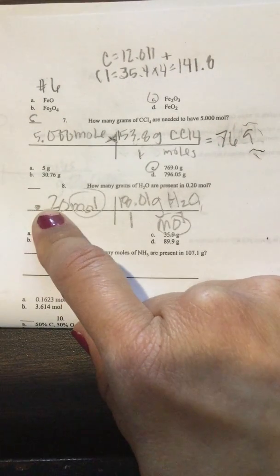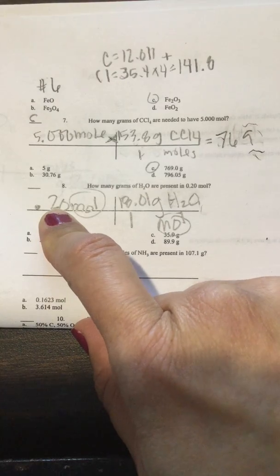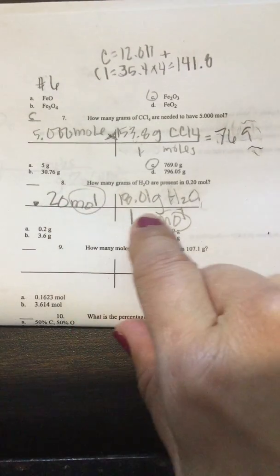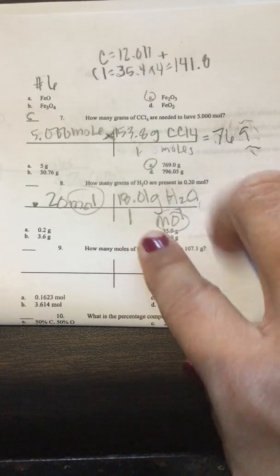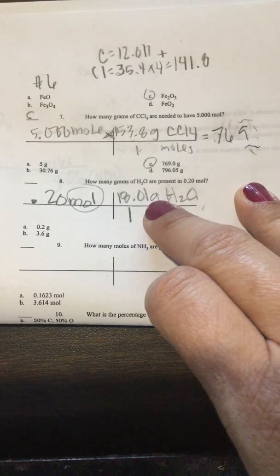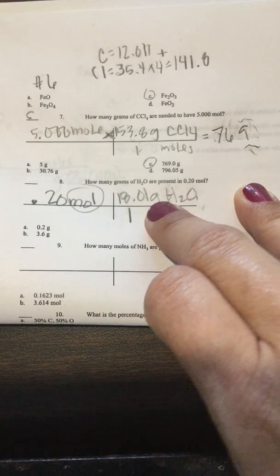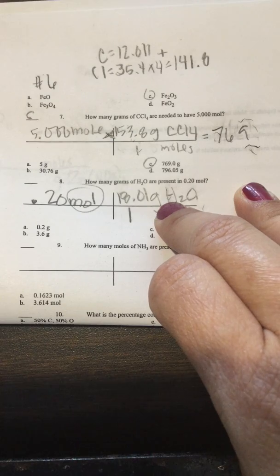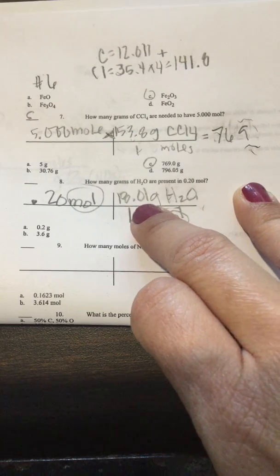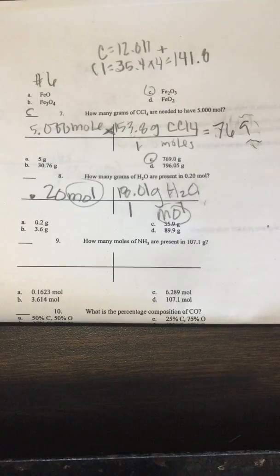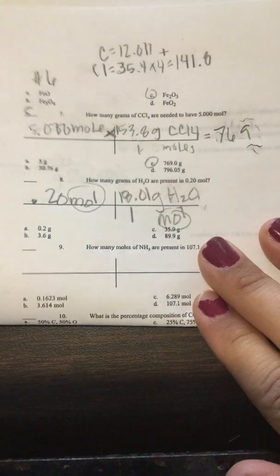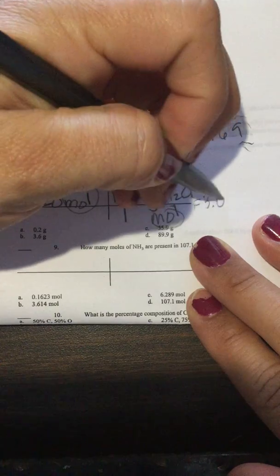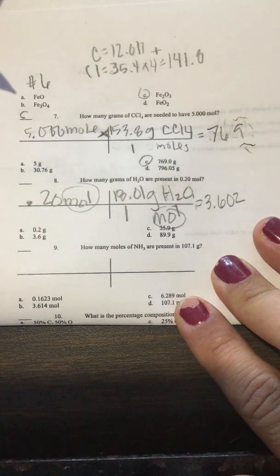Okay, so this is the number that's given in the problem. It's always going to go in the top left box. These units, top and bottom, always have to match. The rule is the number 1 will go in front of mole. And what we're looking for goes on the top right. So that's why I put grams of water. Okay, so you're going to multiply the 2 side by side. 3.602. So the correct answer would be B.